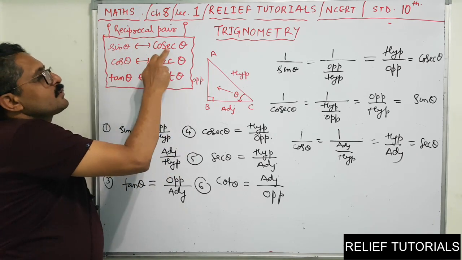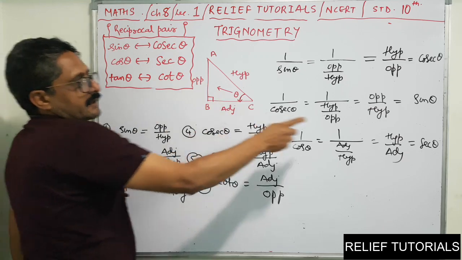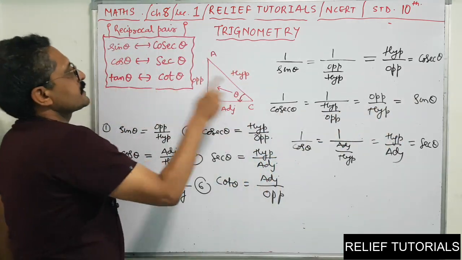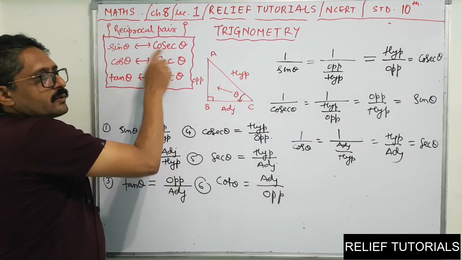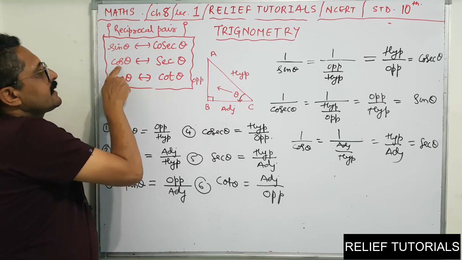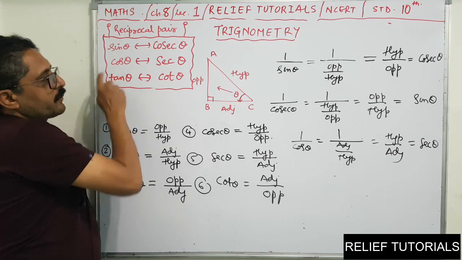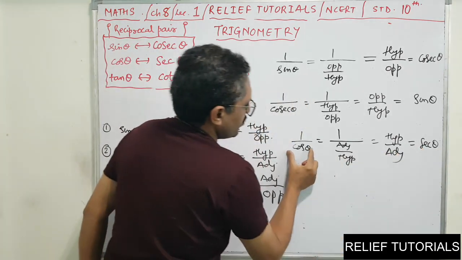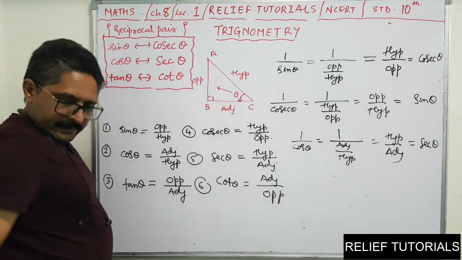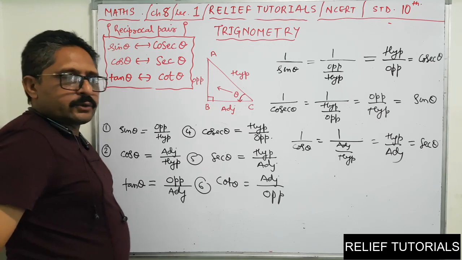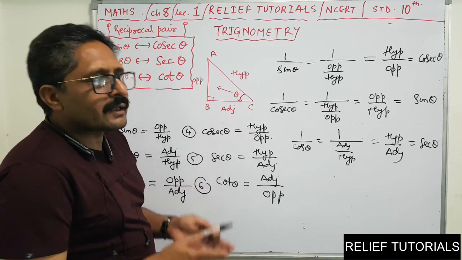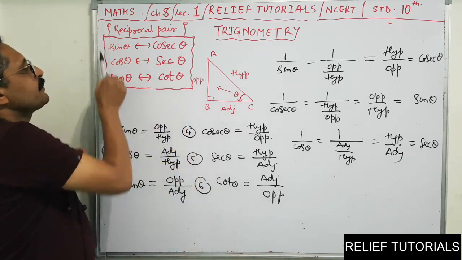So sin theta is equal to 1 upon cosec theta, I can write. See here. Cos theta is equal to 1 upon sec theta. Or sec theta is equal to 1 upon cos theta. So nothing to get confused. Moral of the story is these are reciprocal pairs.